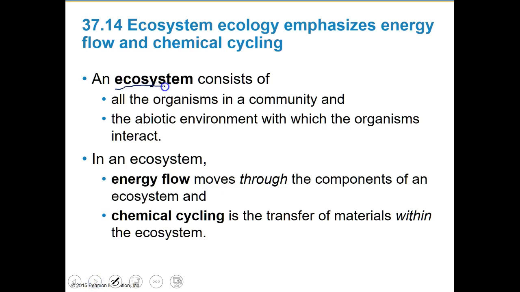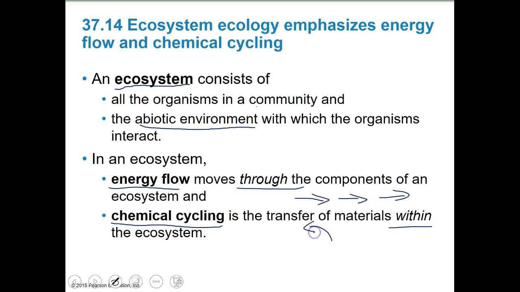Okay, so an ecosystem we would define as all the organisms in a community and then their abiotic environment as well. So the ecosystem is the organisms and then the abiotic factors. In an ecosystem, we'll have energy flow and chemical cycling. Energy flow will move through the components of an ecosystem, and chemical cycling is the transfer of materials within the ecosystem. Energy flow is unidirectional, it only goes one way, whereas chemical cycling will be recycled in the environment and moved around through it. So that's the difference there.